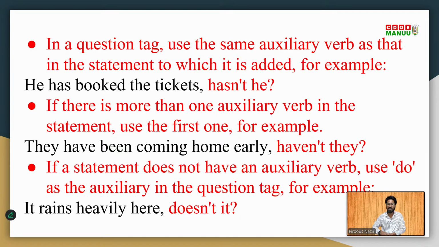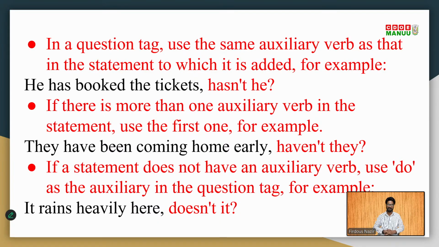If there is more than one auxiliary verb in the statement, use the first one. For example, the example is in front of you. If we have more than one auxiliary in a sentence, which one do we have to choose? We have to use the first one. Here, they have been coming home early. So here we have the first auxiliary, have. So we are supposed to frame or design the question tag based on have. So, haven't they? Right?